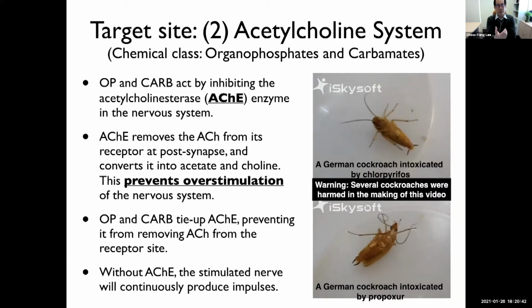So because acetylcholinesterase is no longer functional, acetylcholine continues to bind to the receptor, and that will continue to produce impulses, causing the insect to eventually die of hyperactivity and also paralysis.